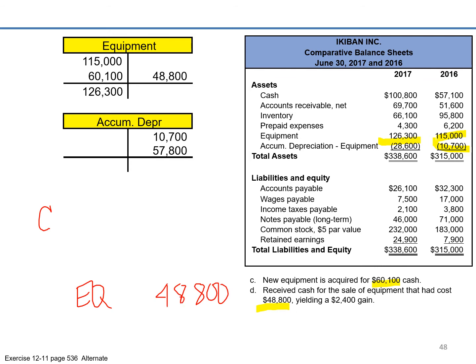Okay. And it yielded a gain of 2,400. So gains are credits, right? So we'll call that gain. And then we have accumulated depreciation we have to get rid of, and we have cash.